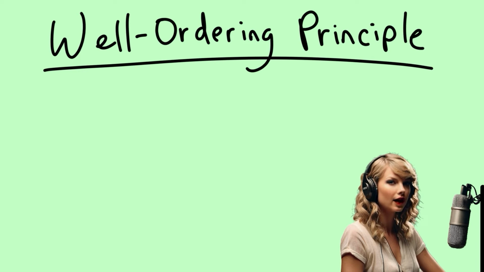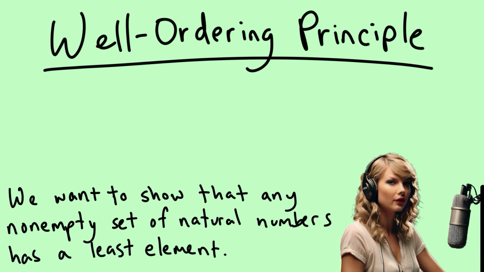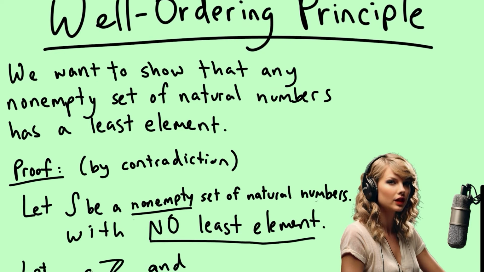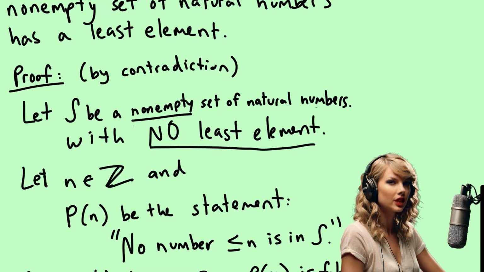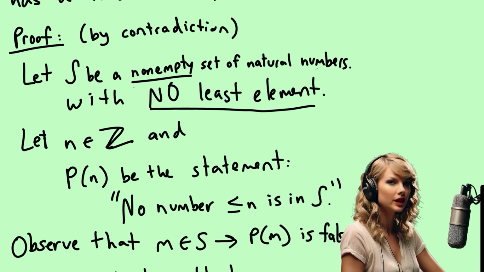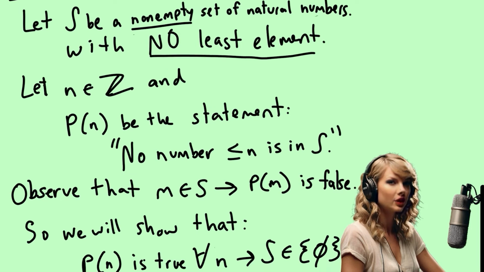Oh, and if you're some joker that needs the details of the well-ordering principle laid out, basically it states that any non-empty set of natural numbers has a least element. But let me really break it down. Let S be a set of natural numbers with no least element. Let P of n be the statement no number less than or equal to n is in S. Observe that if m is in S, then P of m is false. So by showing P of n is true for all n, we will show that S is empty, which is what we want to show in our proof.